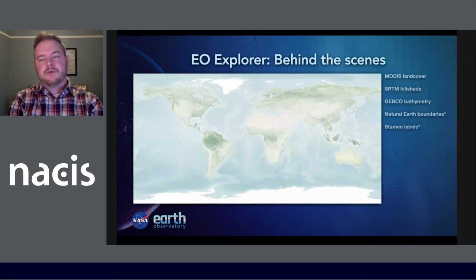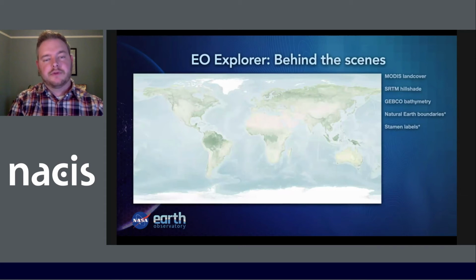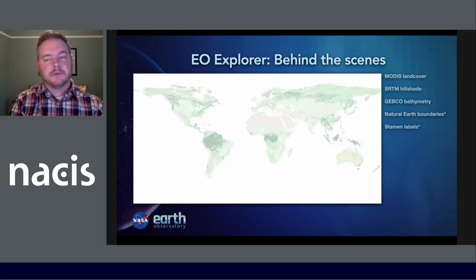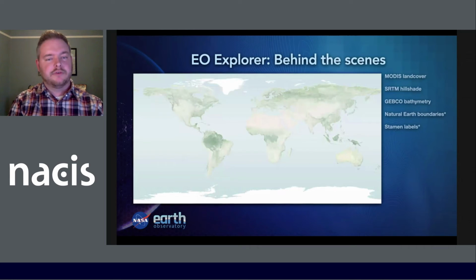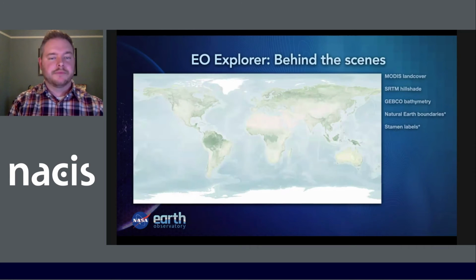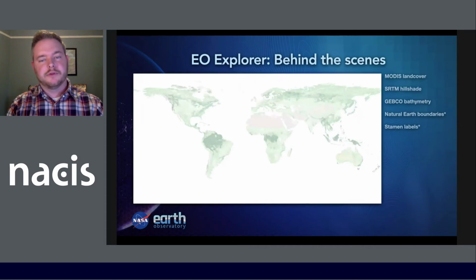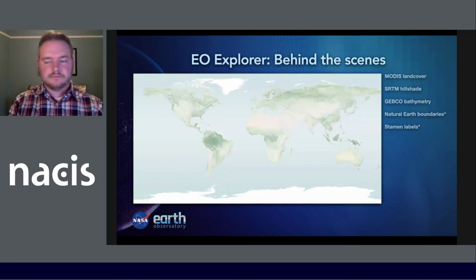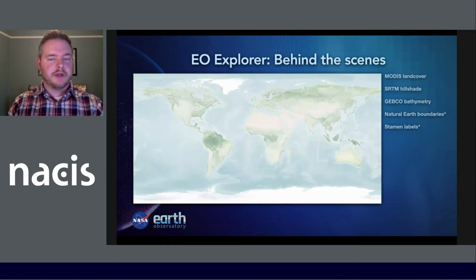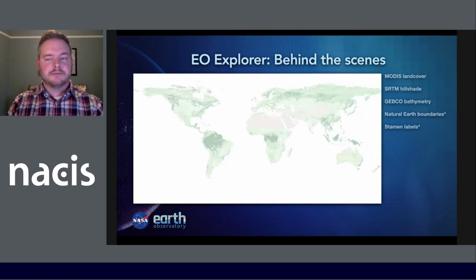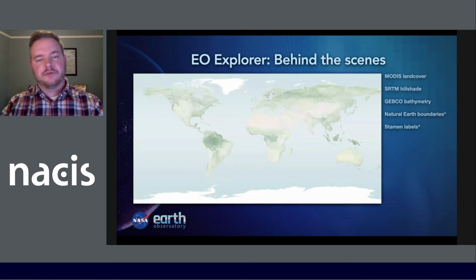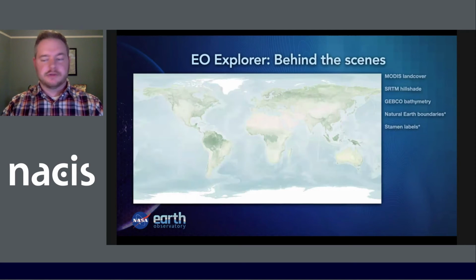And there's also borders from Natural Earth and labels that we've used from Stamen. Their terrain data set has a separate labels layer, which is just fantastic and worked perfectly for the map that we had in mind. And there are asterisks next to both of those because we provide a couple different versions of this base map, and certain versions of those two layers are either available or not, depending on the user's needs.